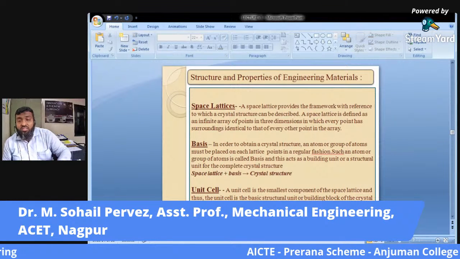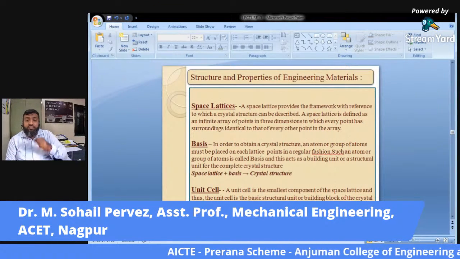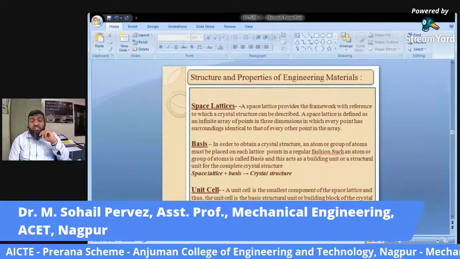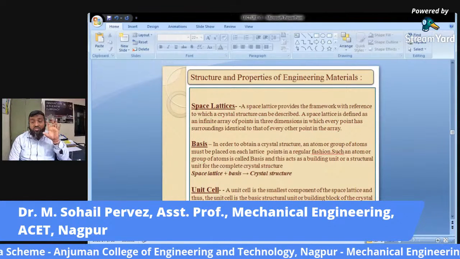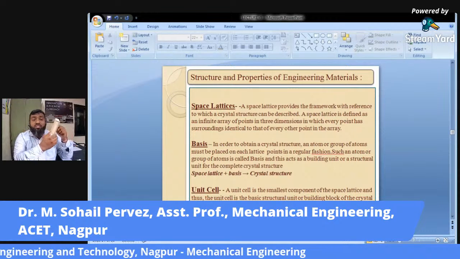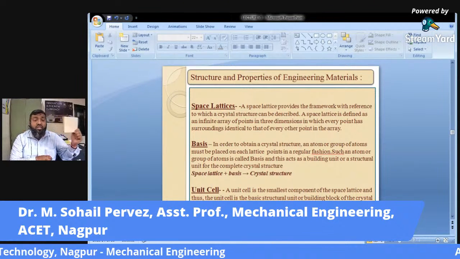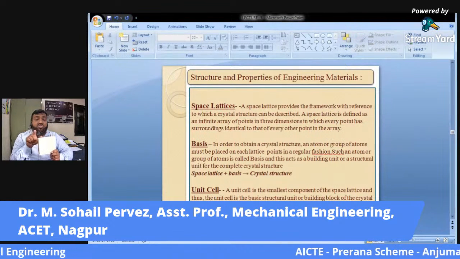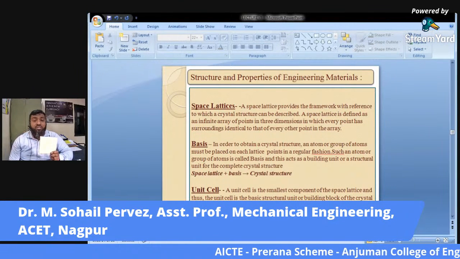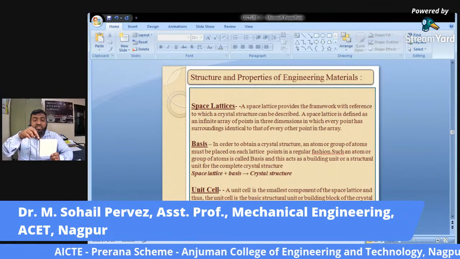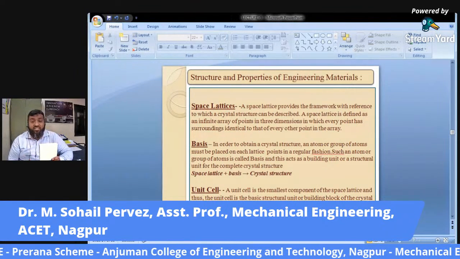Now the next terminology is basis. If you concentrate on this box, which I am showing repeatedly, it is nothing but the structure of a crystal, for example. Then what is space lattice? These points are the space lattice.